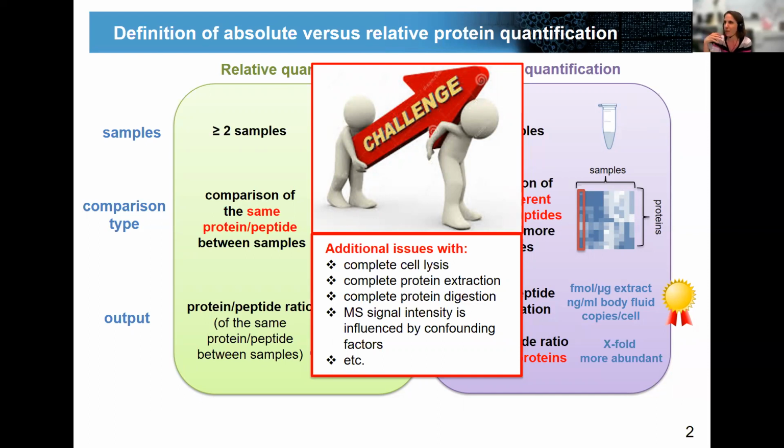So for example, if you don't manage to completely lyse your cell, maybe a relative quantification is still accurate, but absolute quantification can be very wrong. Also, if you have issues during sample preparation in terms of extraction efficiency, digestion efficiency, all of these are things that are much more important or much more troublesome if you do absolute quant. And then there is also this issue of signal intensity that we see in our mass specs.